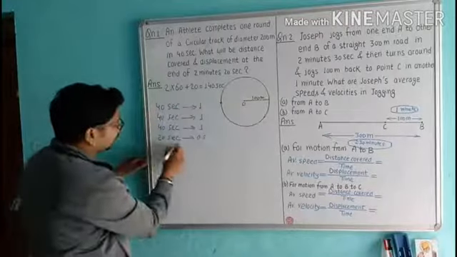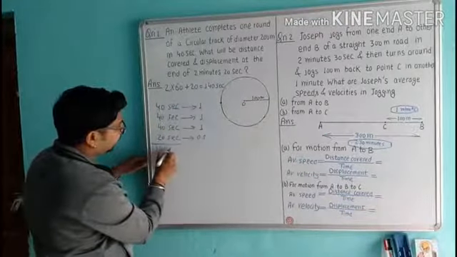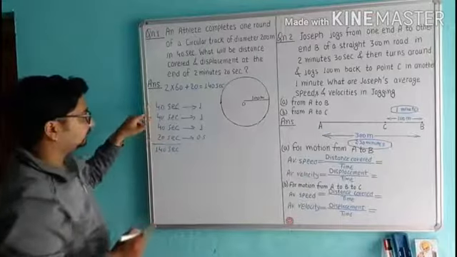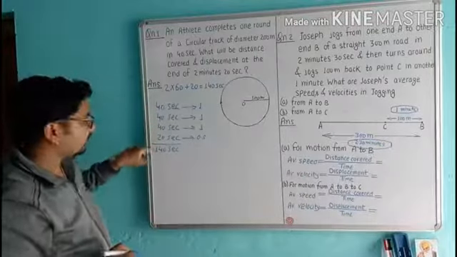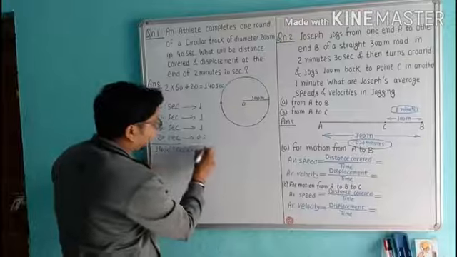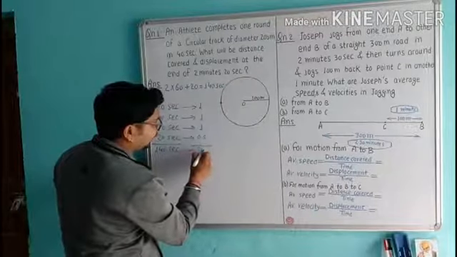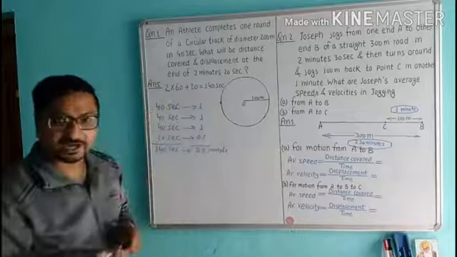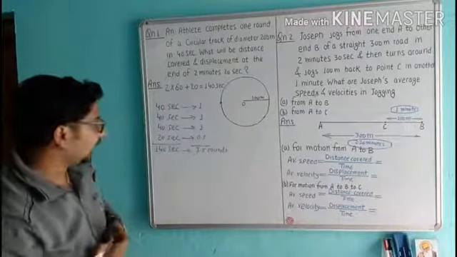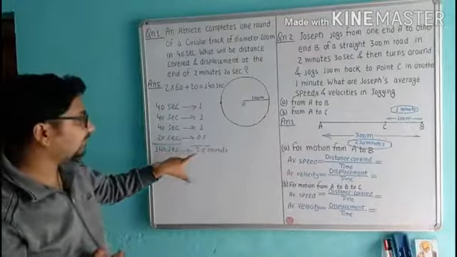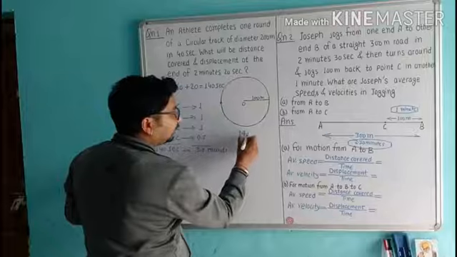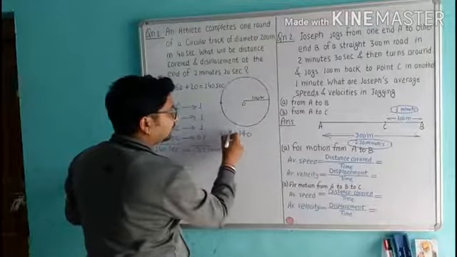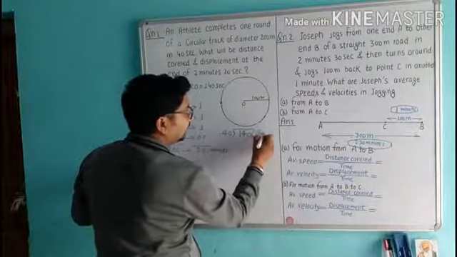So, in 140 seconds, the athlete completes 3.5 rounds of this circular track. You can also calculate it by dividing 140 by 40. You will get 3.5.